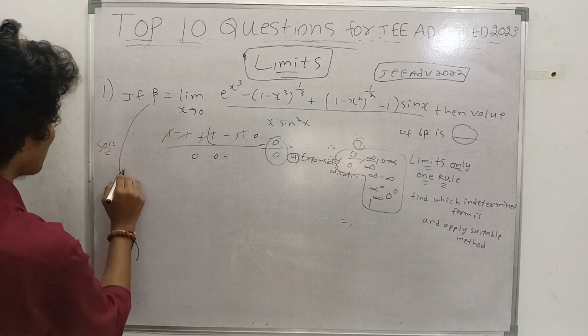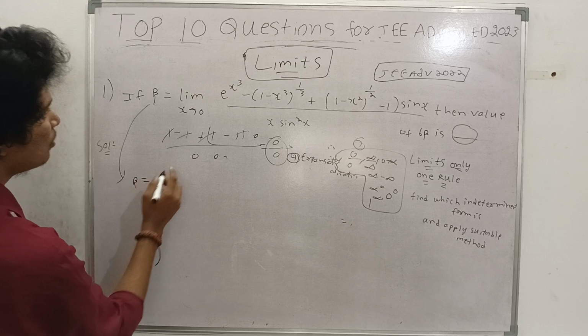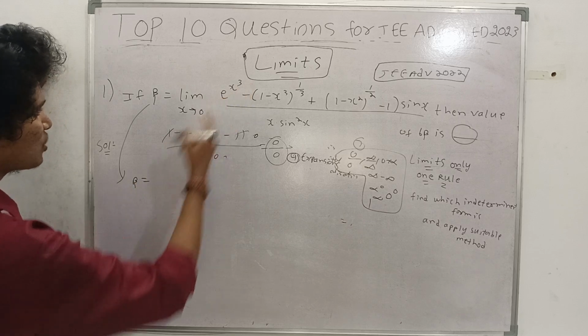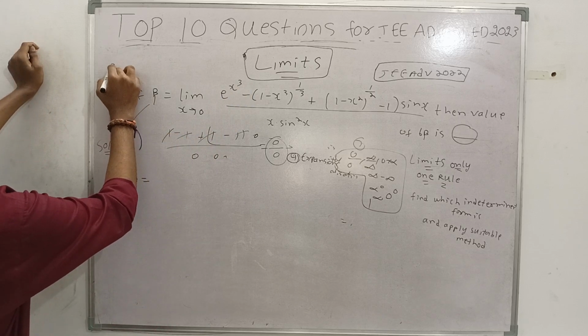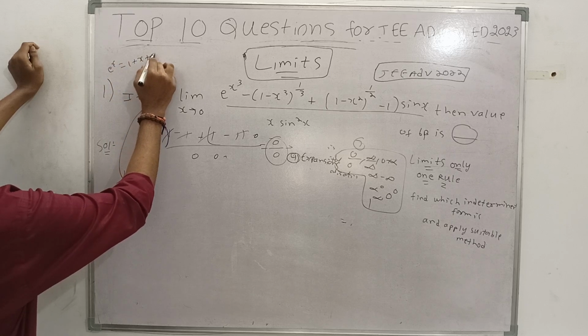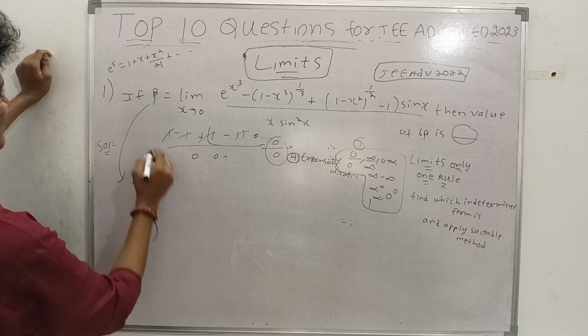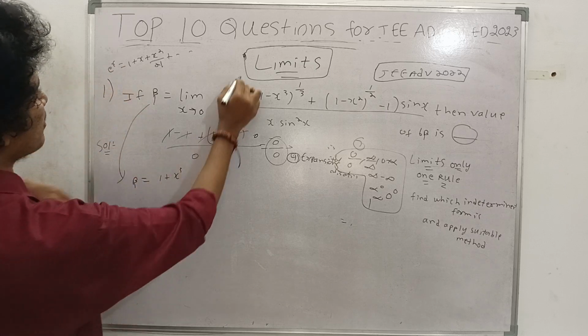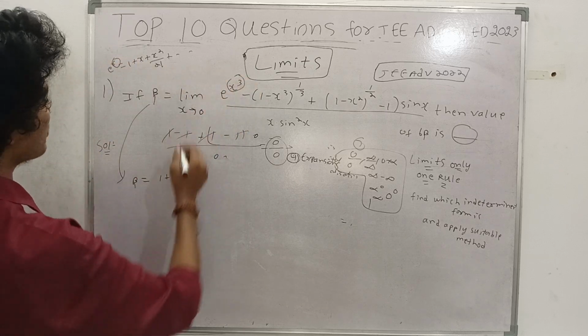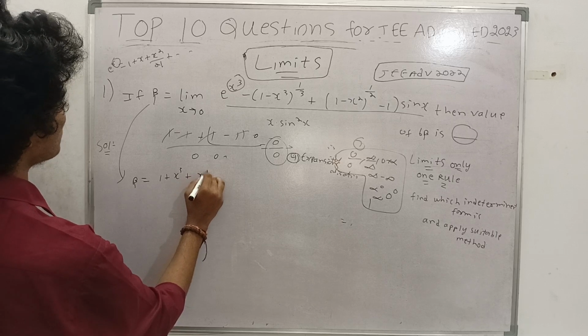So this problem can be converted like this: beta equal to e power x cube. What is the e power x expansion? It is 1 plus x plus x square divided by 2 factorial, and so on. So I am writing here 1 plus x, where x is x cube here. You have to observe this term. Plus x power 6 divided by 2 factorial.